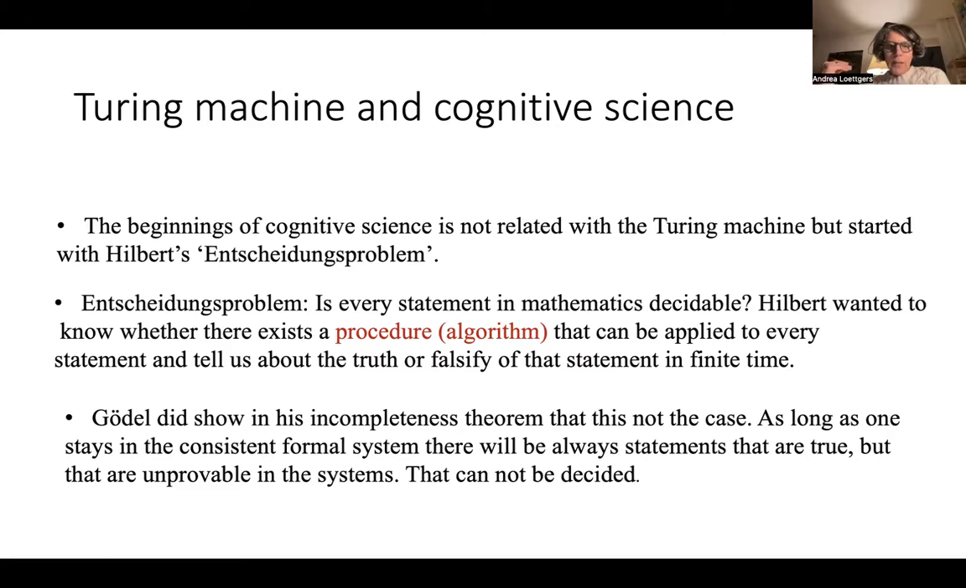And it was Gödel, with his very famous incompleteness theorem, who was able to show that this is not the case. As long as one stays in a consistent formal system, there will always be statements that are true but unprovable in the system. So they cannot be decided. In order to decide them, one would have to get out of this formal system of mathematics. So this was really a problem.